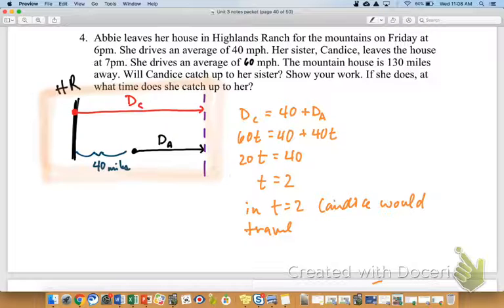How fast is Candace going? Yeah. Candace is going 60, right? And so times 2 hours, so she'd need to travel 120 miles to catch up to her. But how close is the mountain house? So she's not going to quite catch her, is she? Because she'd need 120 to catch up to her, but she only has 110 miles of road. So the answer here is no catch. She will not catch her before the mountain house.